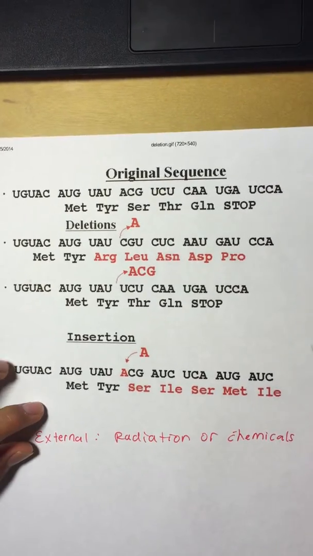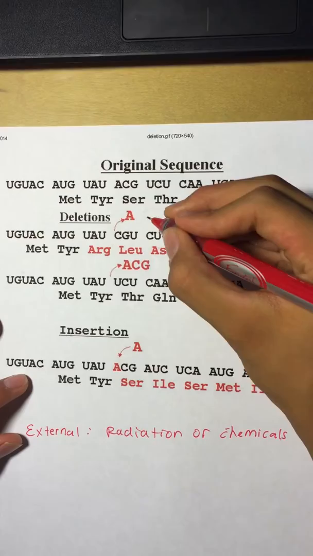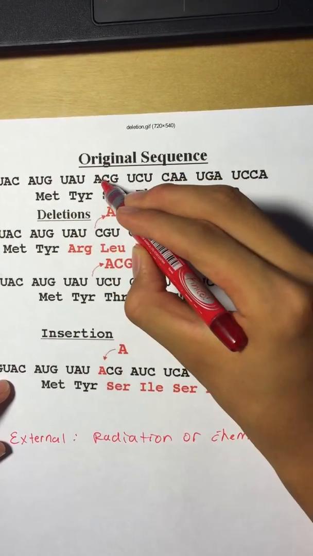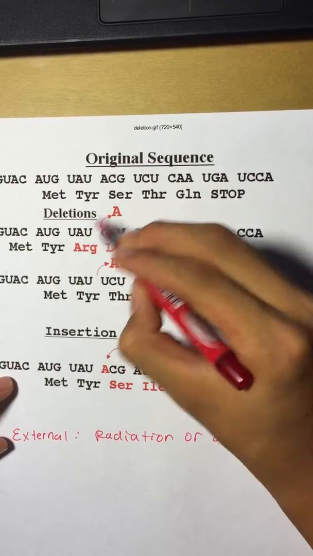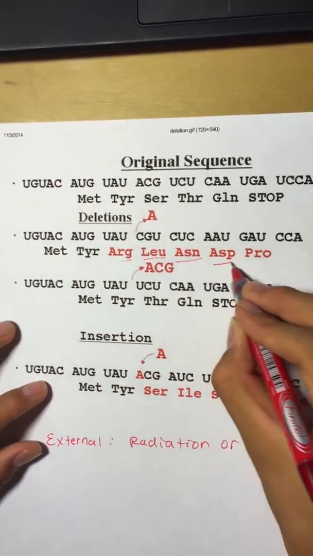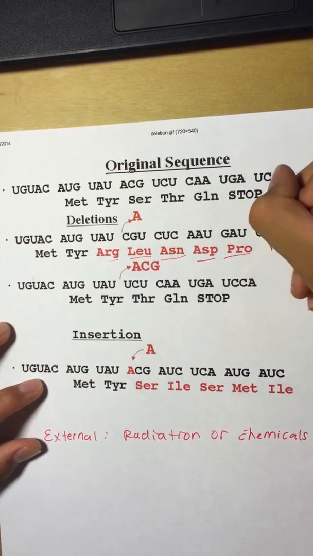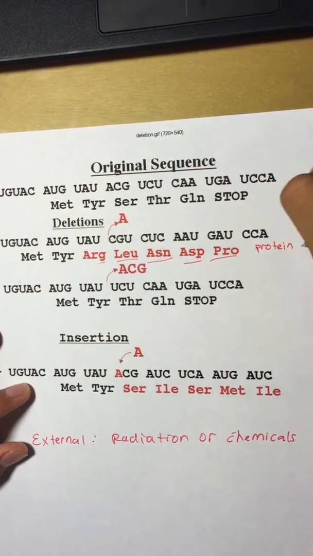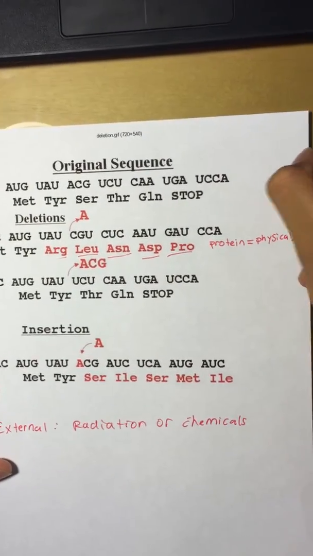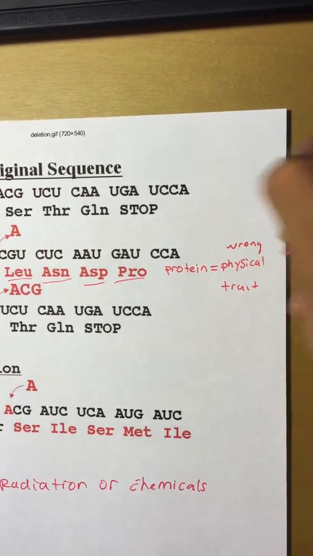There's one if a base is deleted. If you see here, in the original one, it's ACG. They removed the A out of it. So now all of these amino acids are read wrong. When that happens, you get the wrong protein, and then the wrong protein leads to a mutation of a physical trait, so the wrong physical trait.